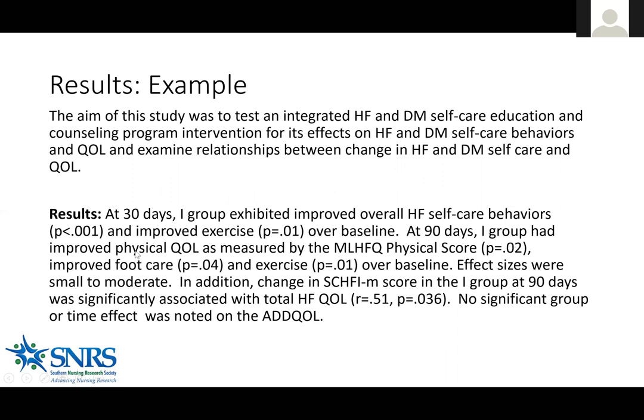At 90 days, the intervention group had improved physical quality of life as measured by a heart failure physical score, improved foot care, so a diabetic outcome, and exercise, which is a self-care behavior for both, over baseline. Effect sizes were small to moderate, so we addressed what the impact of these changes was. In addition, change in the heart failure self-care maintenance score in the intervention group at 90 days was associated with total heart failure quality of life. So that addressed the second part of the aim, relationships between the change in self-care and quality of life. No significant group or time effect was noticed for the diabetes quality of life instrument. So here you need to make sure in your results that you answer all of the pieces in your purpose.